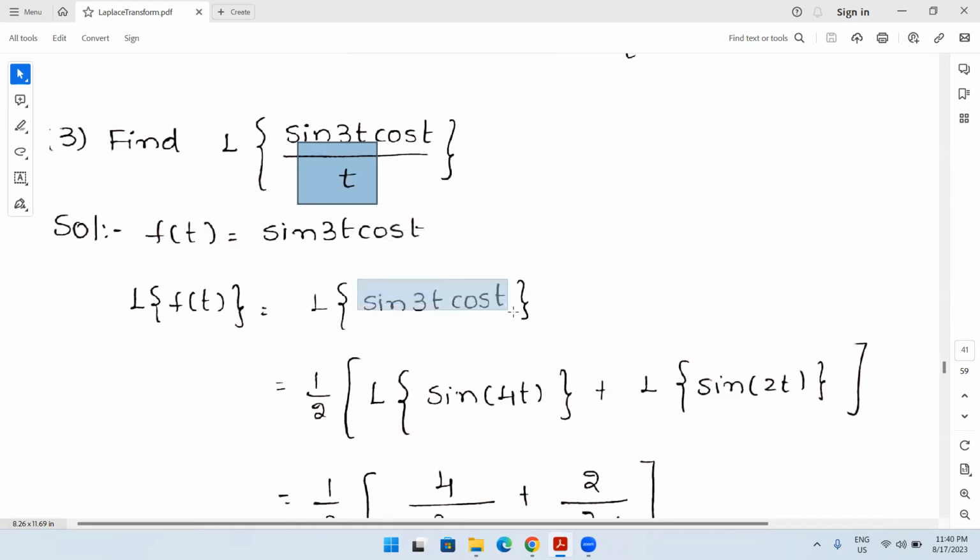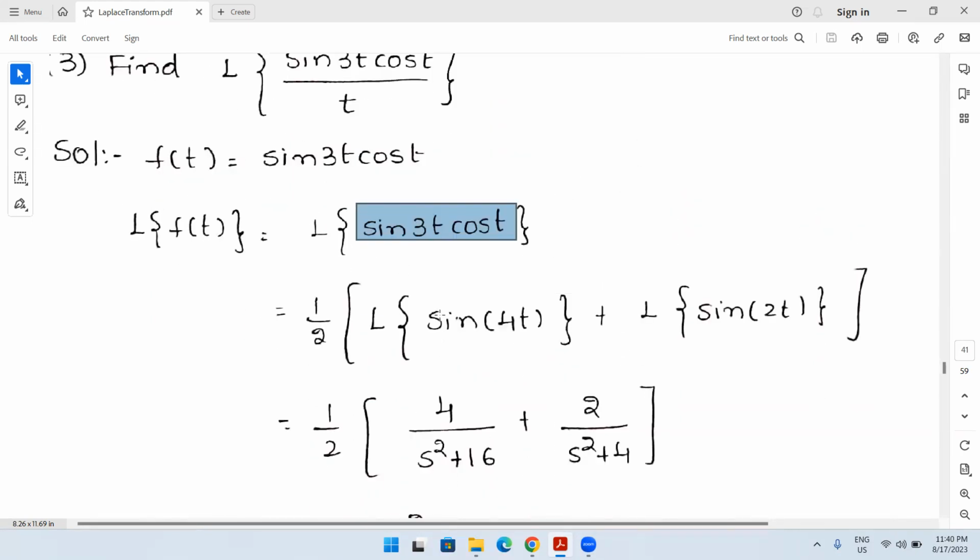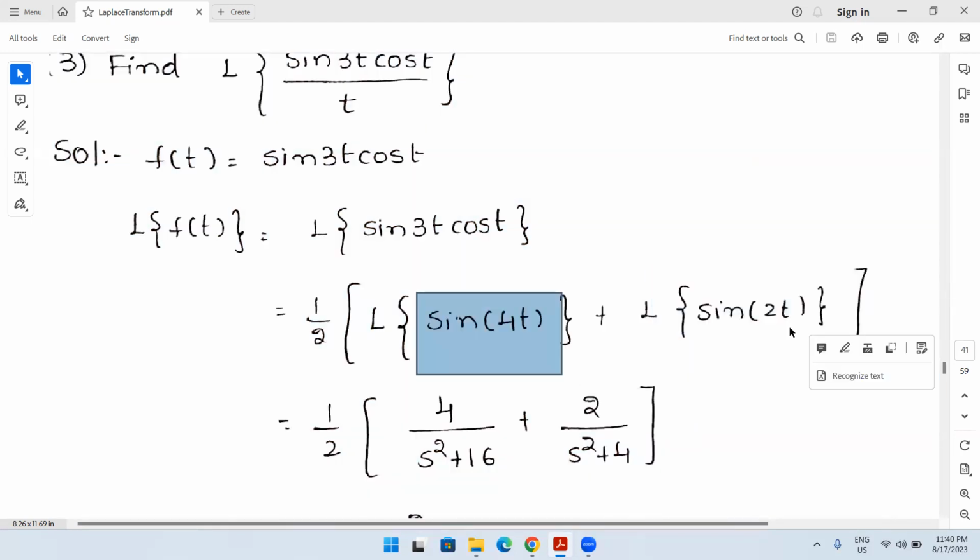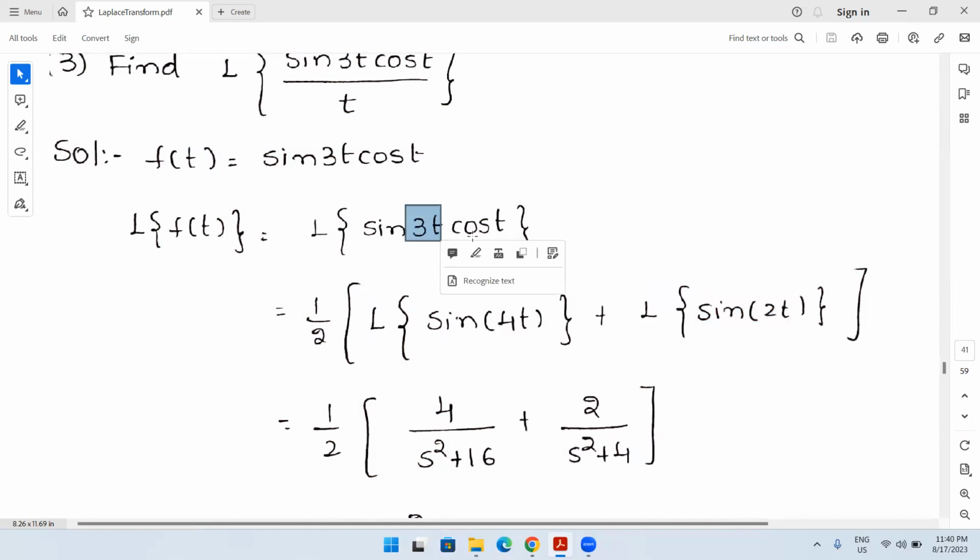Okay. Sine a cos b, as we have seen in the previous problems, previous videos, is 1 by 2 into sine a plus b plus sine a minus b. What is a plus b? 3t plus t is 4t. 3t minus t is 2t. So we get like this.